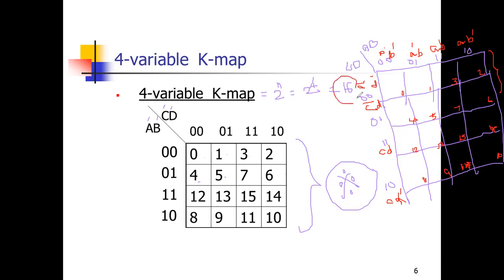The 16 cells are mapped like this. If you clearly understand this mapping and its cell notation, that is sufficient to understand the Karnaugh map method of reduction by using two methods.